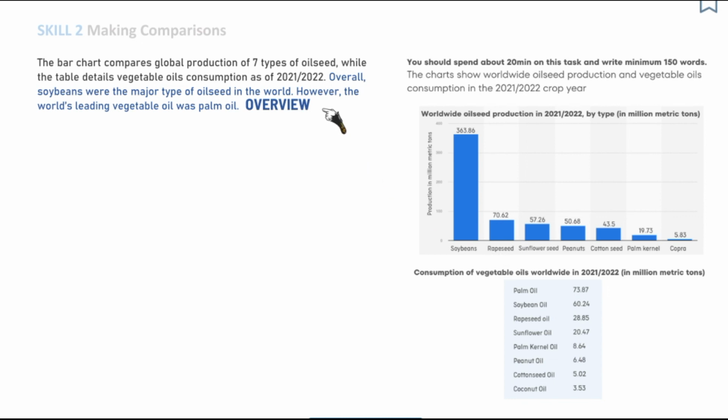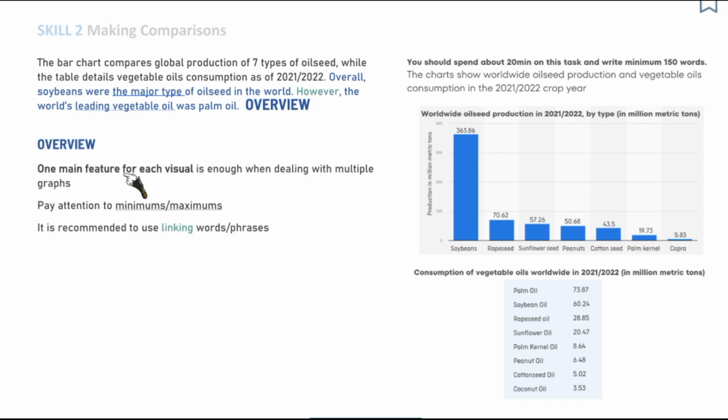So now you can see the overview. It is in blue. Overview is a very important element. It's necessary. And when you're writing an overview for a multiple graph like this, one main feature for each visual is enough. So we're going to choose one key feature about the first graph and one key feature about the second graph. Also, it's always a good idea to pay attention to minimums and maximums.